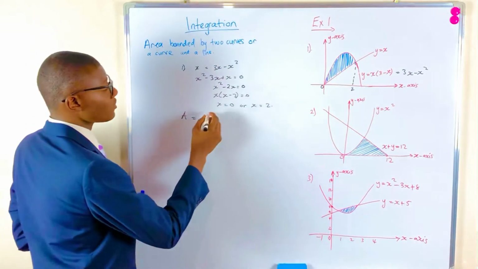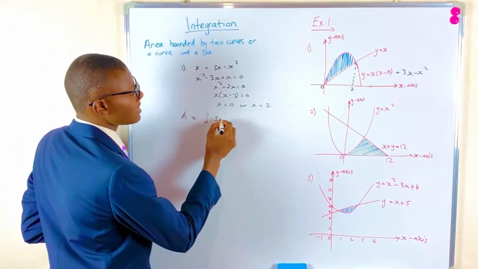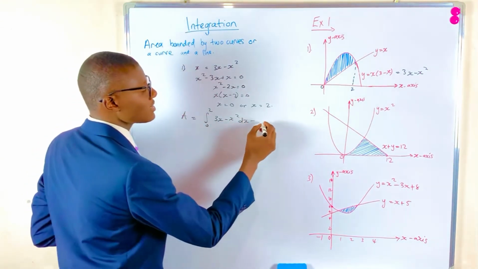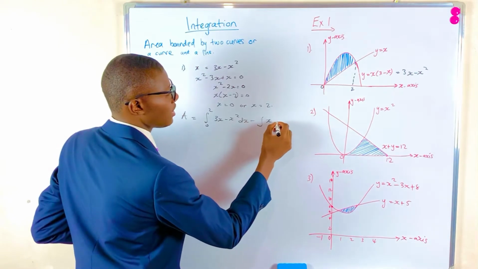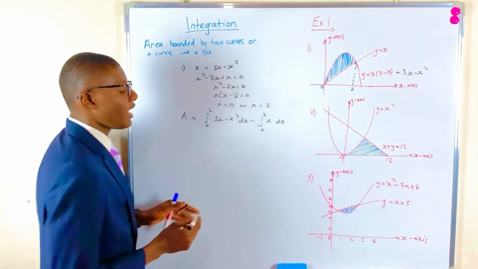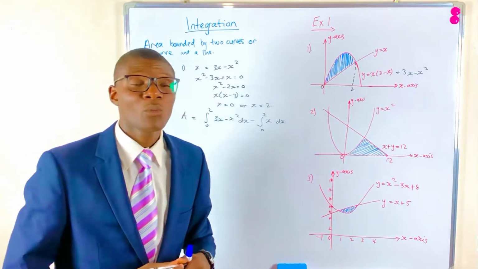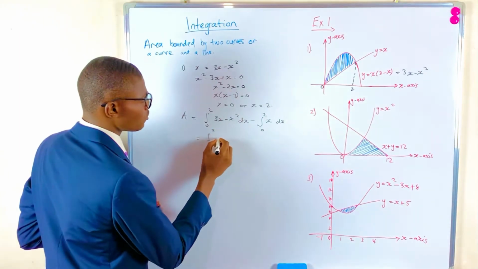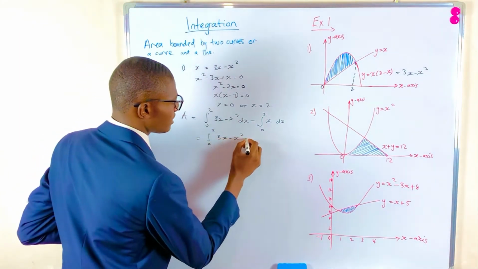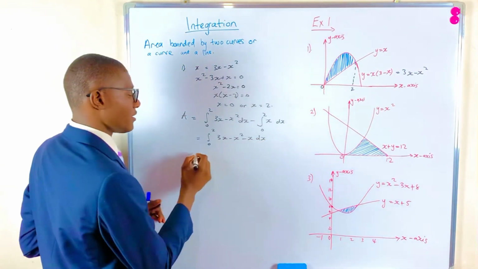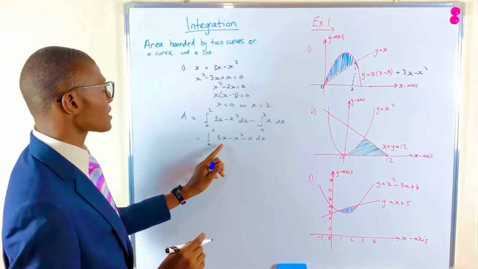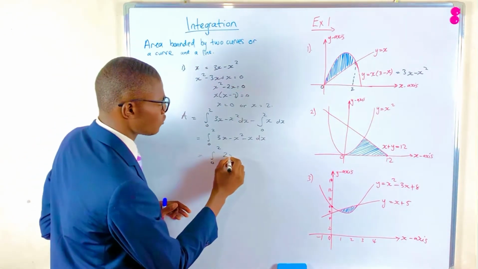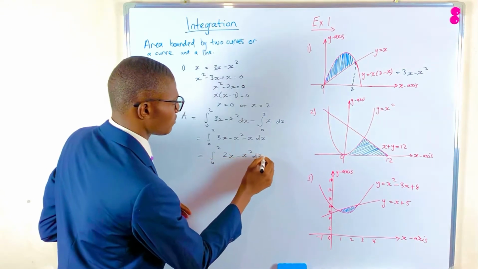So we're saying A is equal to the integral of 3x minus x squared from 0 to 2 with respect to x, minus the integral of x with respect to x from 0 to 2. And like I said, since the limits are the same, we can combine these to say the integral from 0 to 2 of 3x minus x squared minus x with respect to x, right? And we know that 3x minus x will give us 2x. So the integral from 0 to 2 of 2x minus x squared with respect to x.